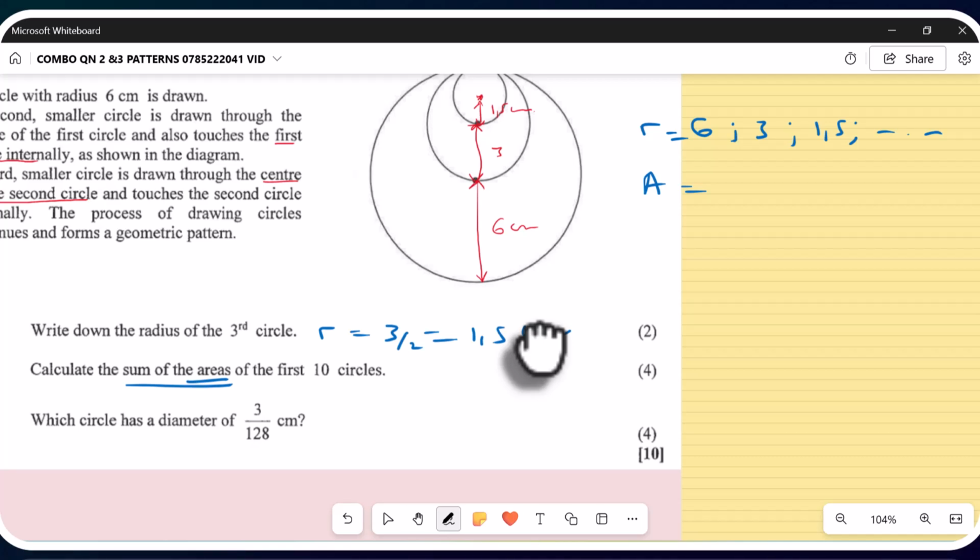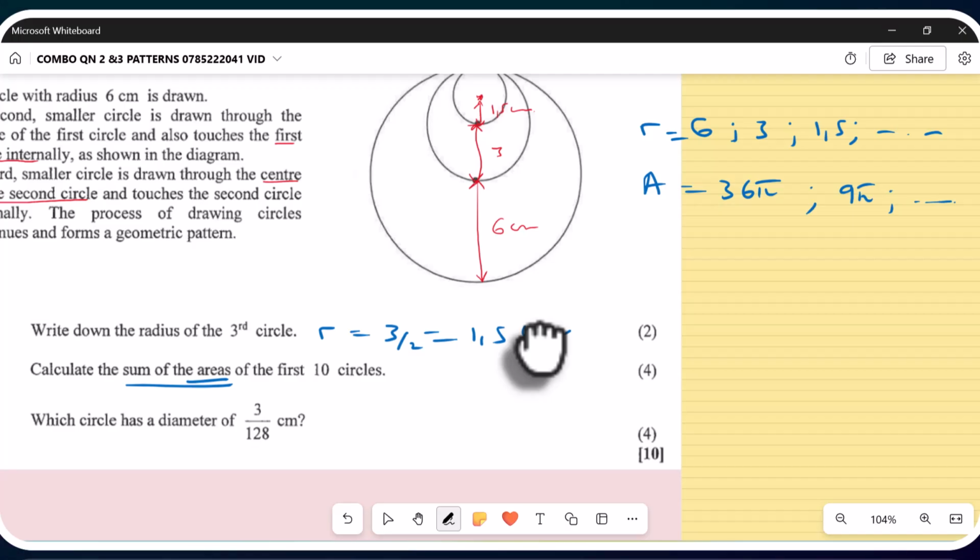This is T1 and this is T2. Because I know my A, which is this one here, I can also get my common ratio by saying T2 divided by T1. Here T2 is 9 pi, divided by 36 pi, which gives us 1 over 4.